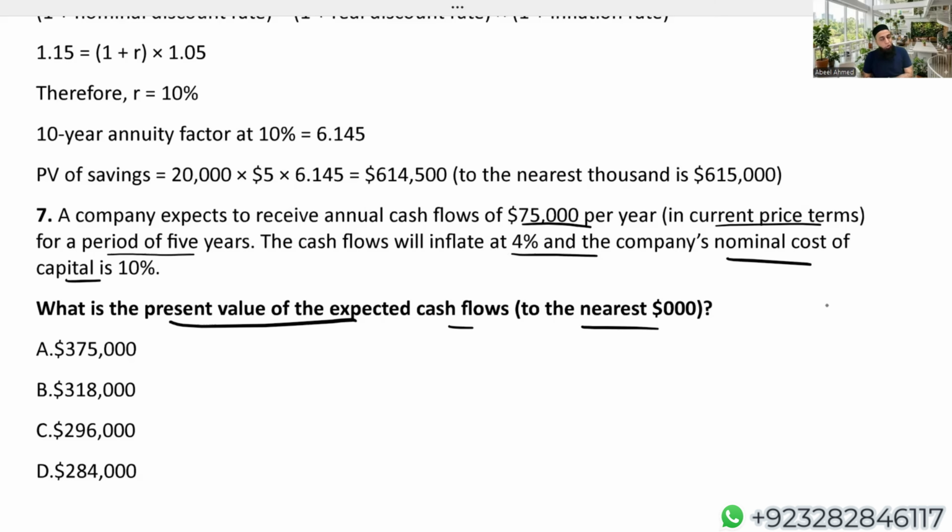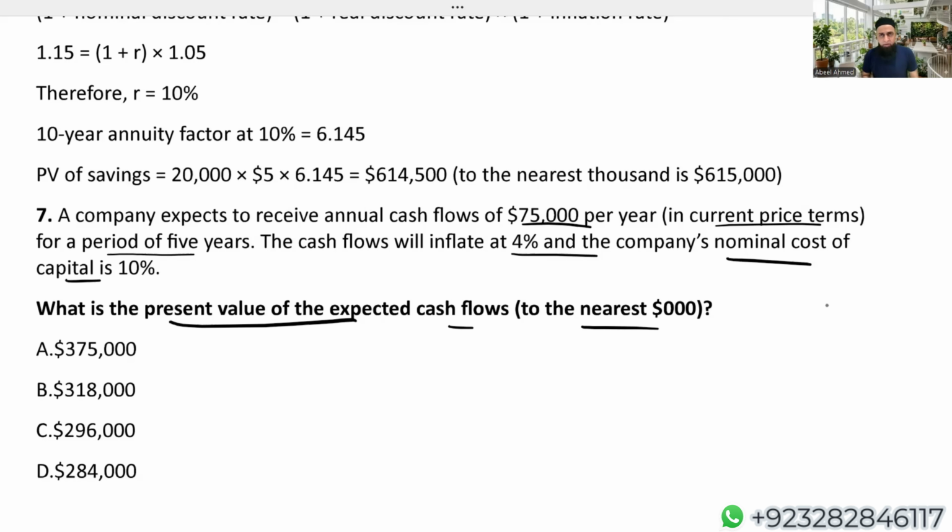Now there are two ways to solve this. One, we keep inflating the cash flow by 4% every year and then do the discounting using 10%. Second, we can convert this nominal discount rate to a real discount rate. Whatever the real discount rate comes to, by using it we can very easily calculate the present value. Let's go with this approach.